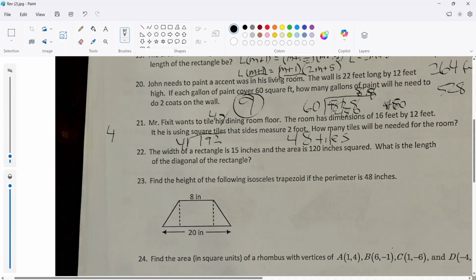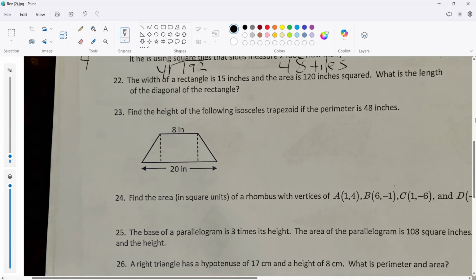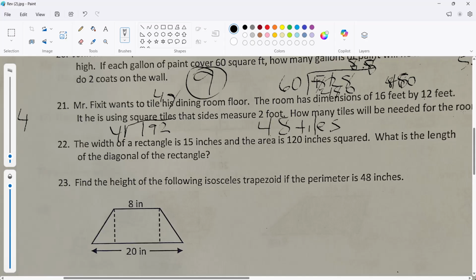to do this room. Now, sometimes you might need extra because you might make a mistake or there might be odd cuts somewhere, but probably 48 tiles. Maybe buy a package of 50 to have 2 extra or buy a package of 6. I don't know what they come in.